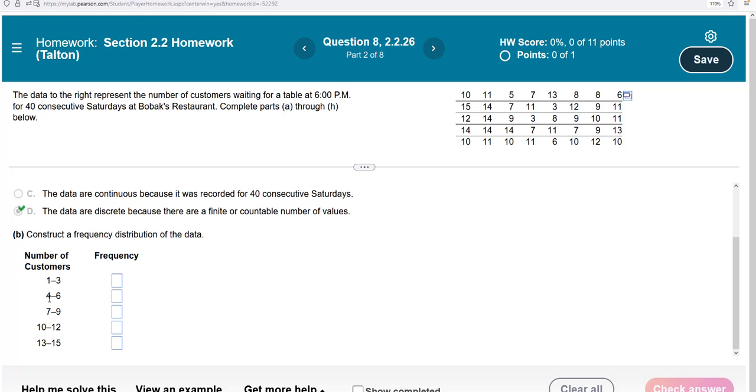And the way I came up with that is you look at the lower class limits. So you look at the 1, 4, 7, 10, 13. And there's 3 numbers between them. So if you took 4 minus 1, you'll get 3. If you took 7 minus 4, you'll get 3. 10 minus 7 is 3. 13 minus 10 is 3. So that lets you know that the class width is 3.